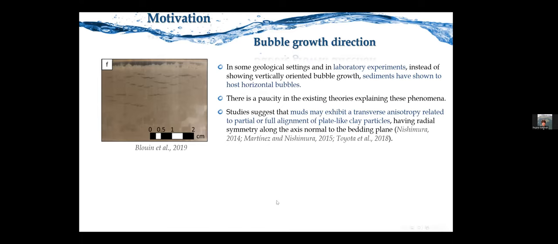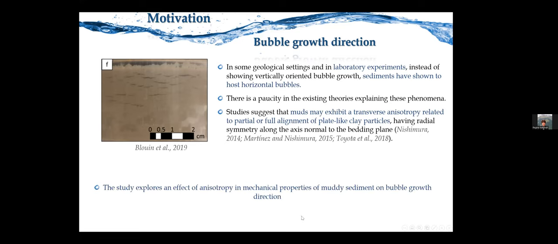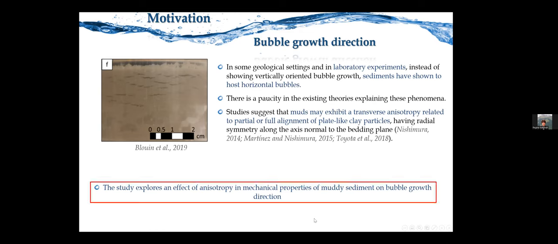But on the other hand, it is known that muds may exhibit a transverse anisotropy related to partial or full alignment of plate-like clay particles having radial symmetry along the axis normal to the bedding plane. And this study explores the effect of anisotropy in mechanical properties of muddy sediment on bubble growth direction.